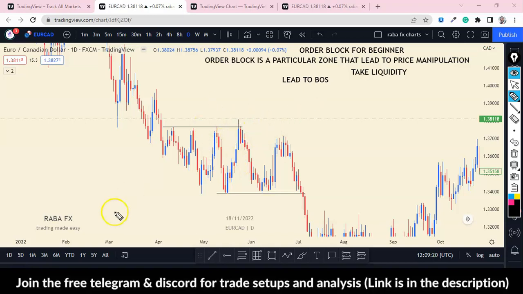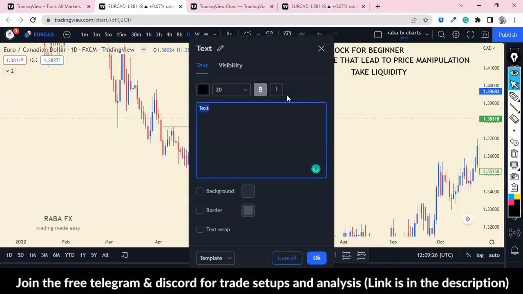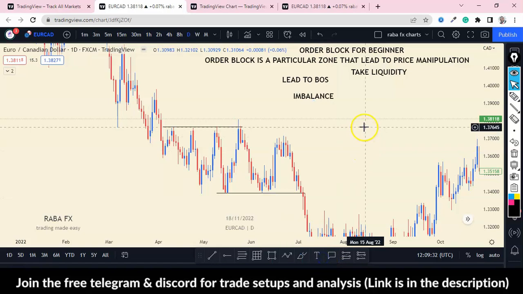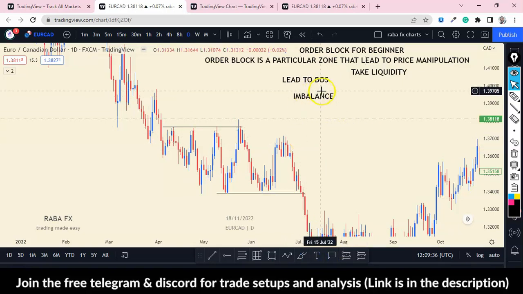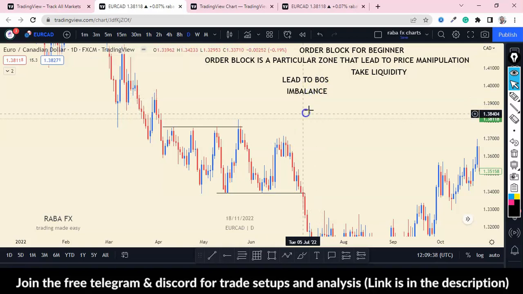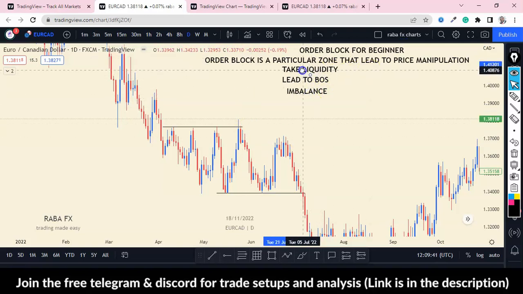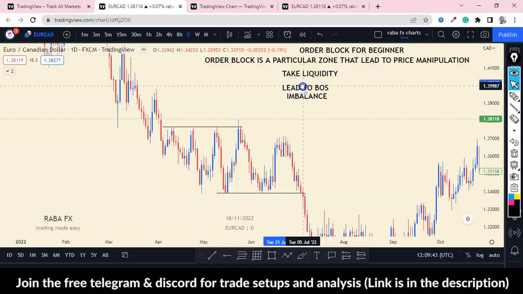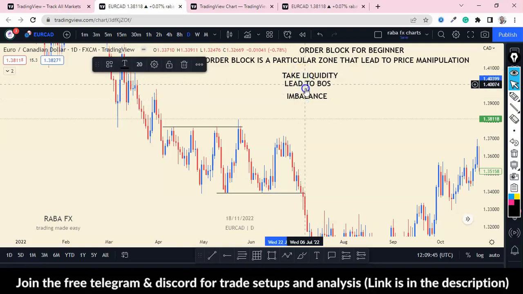Now, the last one is that, did the order block leave form of what? Imbalance. By imbalance, I mean, was there a momentum candle with high volume that price moved sharply away after manipulating those areas? Was there a sharp move away? These are the three things you need to check.